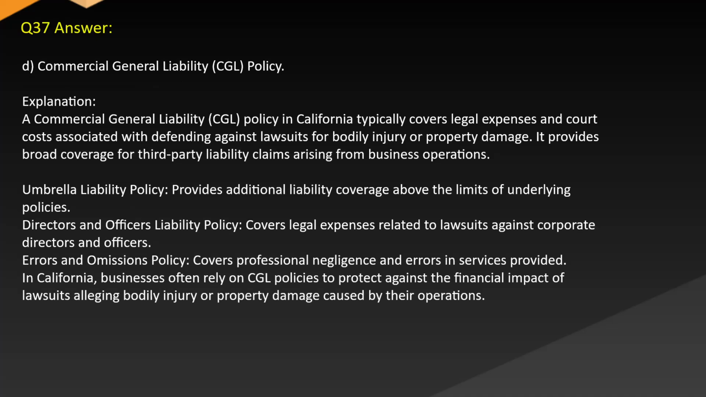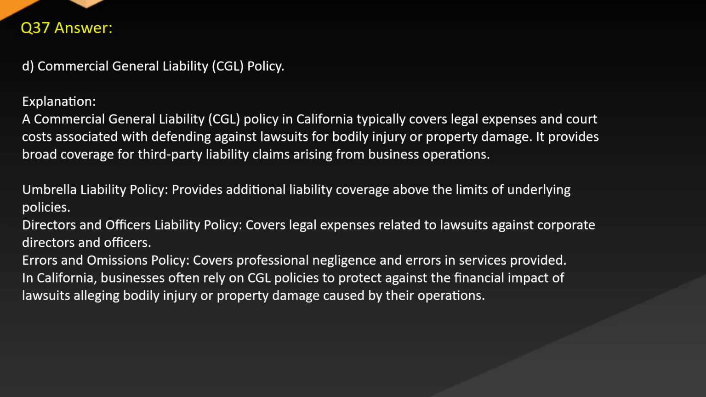Answer: D. Commercial general liability (CGL) policy. Explanation: A commercial general liability (CGL) policy in California typically covers legal expenses and court costs associated with defending against lawsuits for bodily injury or property damage. It provides broad coverage for third-party liability claims arising from business operations.